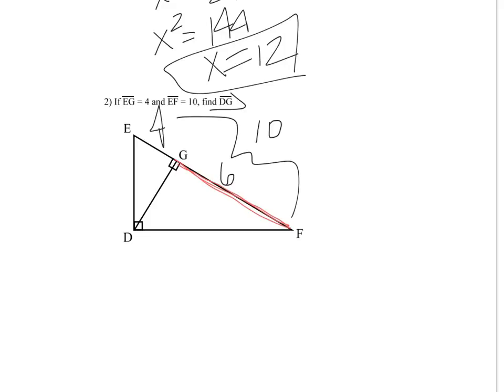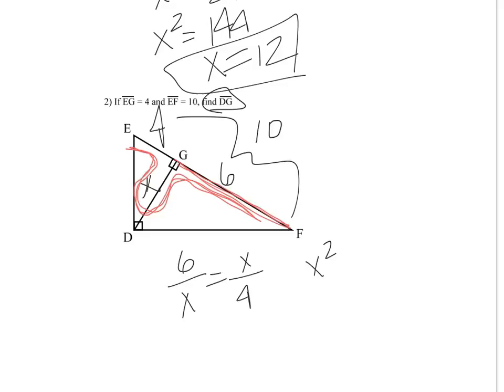Now let's also take a look. It's looking for DG, so I'm going to label that x. And this is again the PAP proportion. Projection, altitude, altitude, projection. Think about that for a second. Projection, altitude, altitude, projection. So it's labeled a little almost upside down, but I'm going to write 6 over x equals x over 4. Product of the means equals product of the extremes. Then I'm going to take the square root on both sides.